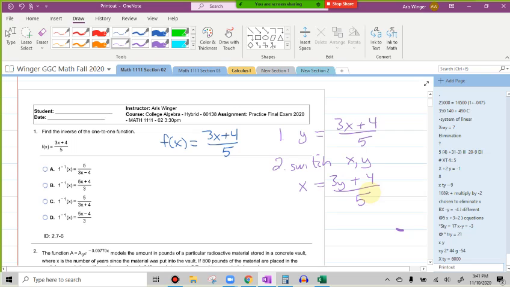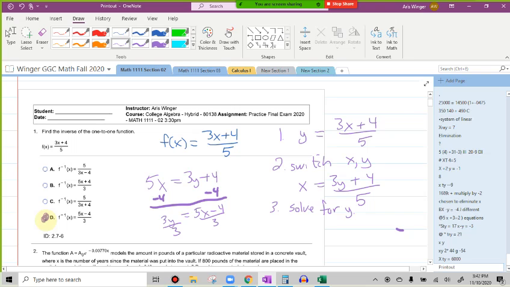X equals 3y plus 4 over 5. We've switched the x's and y's, and now we want to solve for y. So we'll multiply both sides by 5. So then 5x equals 3y plus 4. We'll subtract 4 on both sides. 3y equals 5x minus 4. Divide both sides by 3. That is straight up the inverse.